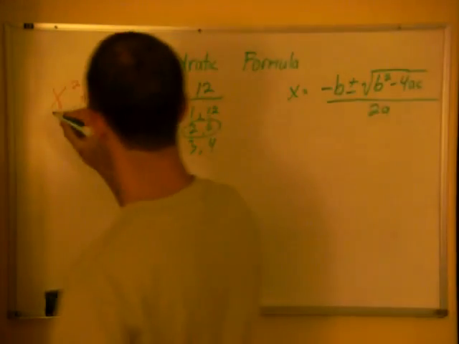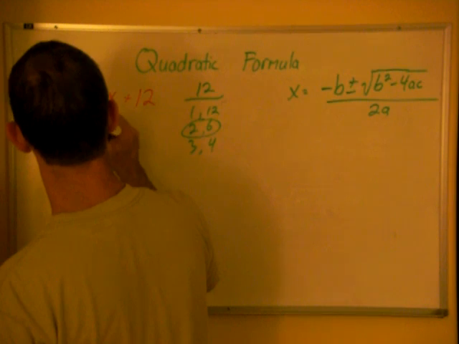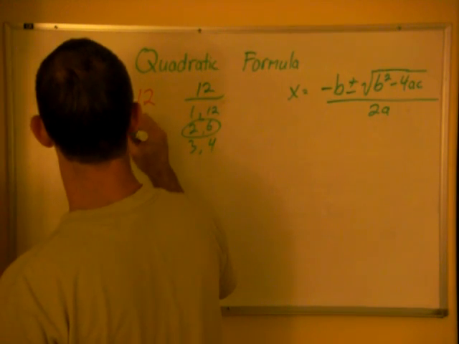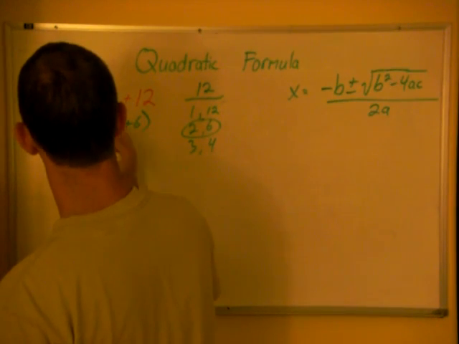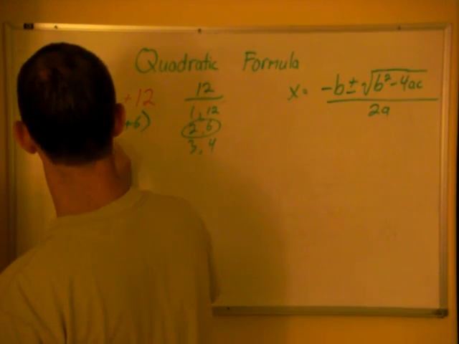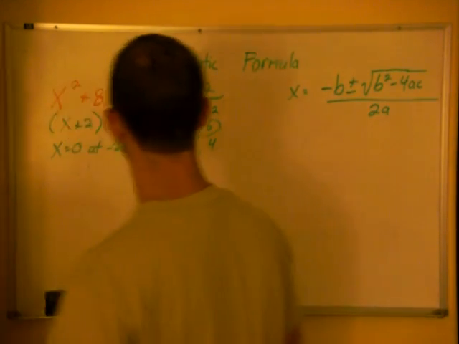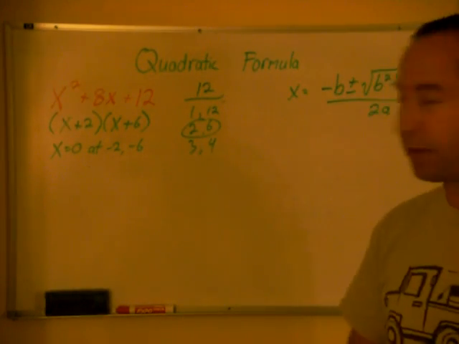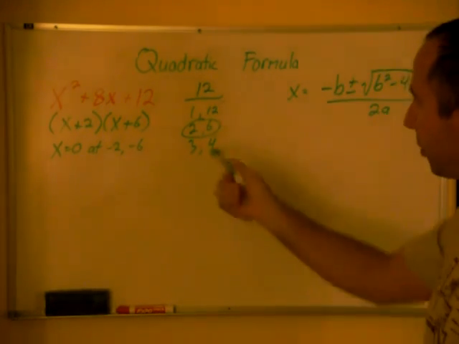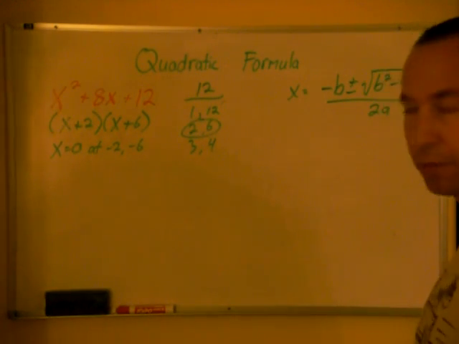So let's go ahead and write that: x plus 2, x plus 6. x equals 0 at negative 2 and negative 6. Okay, so we know that x is going to equal 0 at negative 2 and negative 6. But to prove that quadratically, let's go ahead and solve this using the formula.